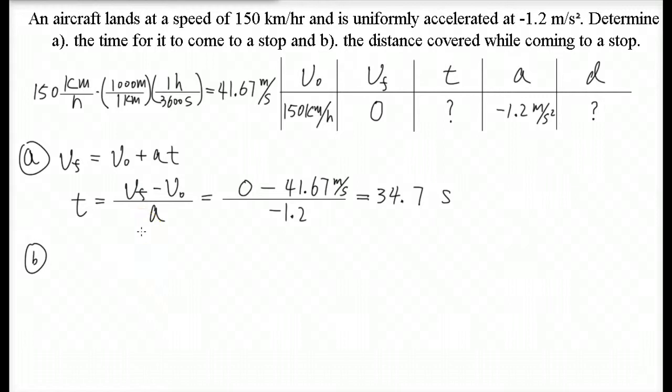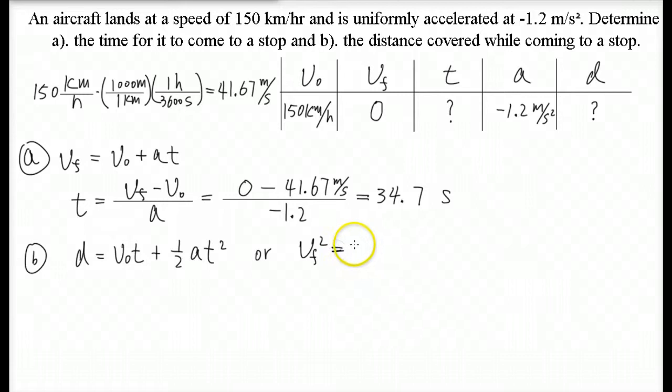For the B, you need to find the distance. There are a couple of formulas you can choose from, right? You can actually use d equals V initial t plus 1/2 a t squared, or you can use V final squared equals V initial squared plus 2ad, right? Because you know everything else except the d. And actually I prefer to use this one.